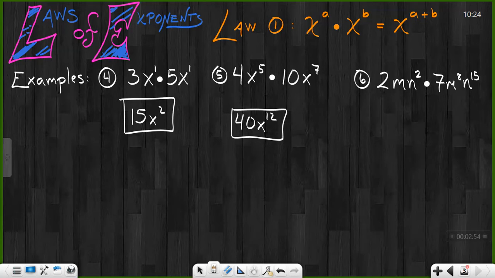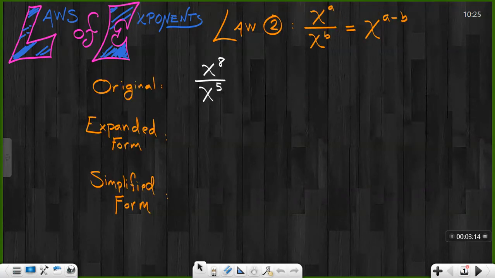All right, so look at our last one here. Again, 2 and 7 are our coefficients. Multiply them as the problem tells you to, giving you 14. But now deal with your m's. M to the 1st times m to the 8th is m to the 9th altogether. N squared times n to the 15th is n to the 17th altogether. That is law 1.